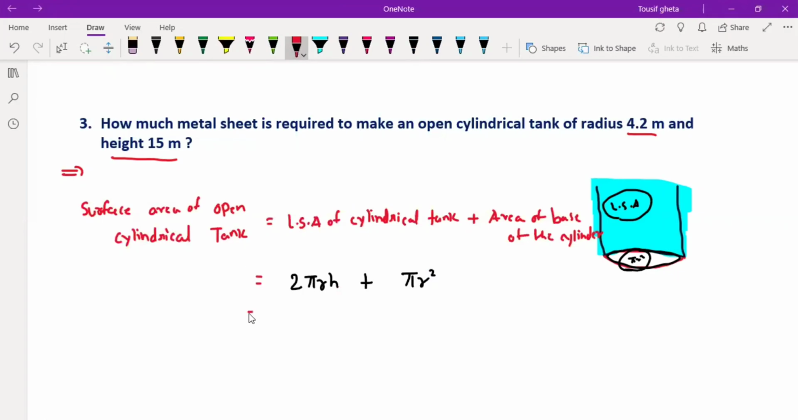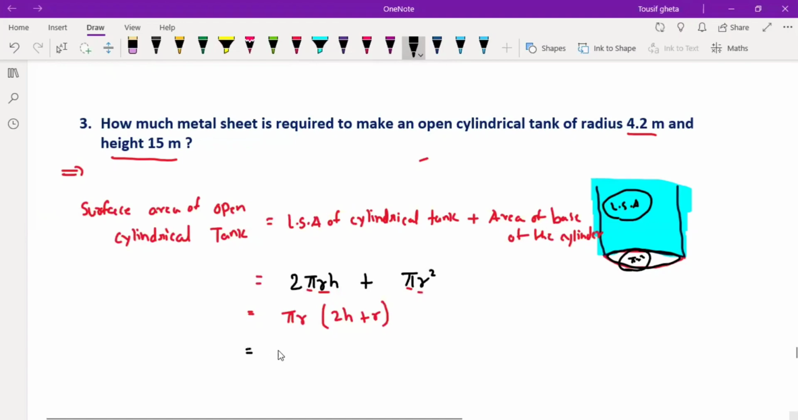If you want, you can substitute directly in the formula, or else if you want to take out anything common, you can. The common thing I can see is that pi is present in both the terms, and even r is common. So we take pi r as common. What is remaining we write inside the bracket, that is 2h plus r. Out of r square, one r we took as common, one r remaining goes inside the bracket. Let us substitute the values.